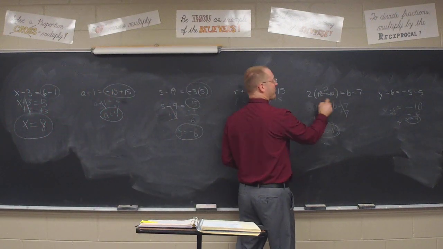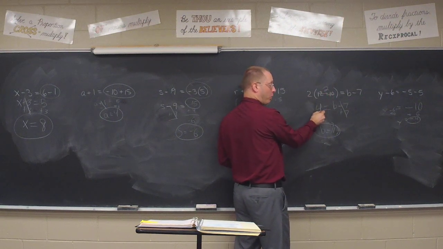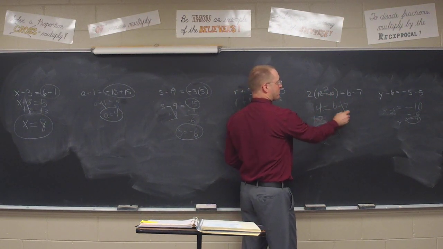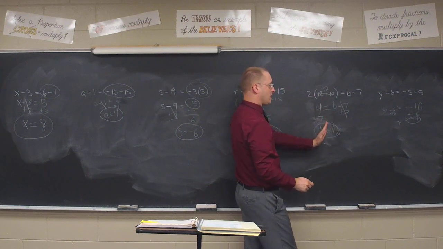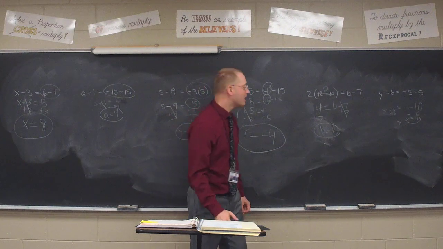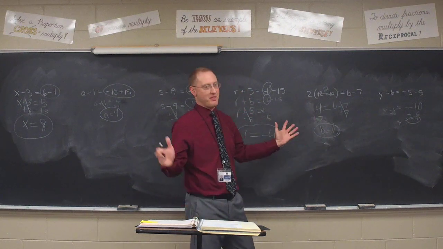Corey went ahead and combined 12 minus 10 to get 2, and of course 2 times 2 is 4. So we had 4 equals b minus 7. He put a plus 7 on both sides to get 11 equals b. But Corey didn't want to write 11 equals b, so he wrote b equals 11, and that's fine.